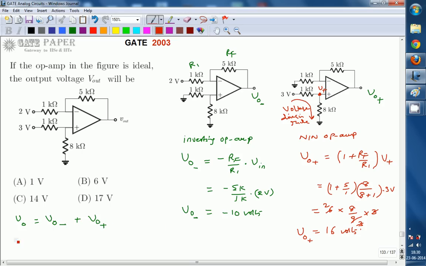Now the overall response V0 is V0 minus plus V0 plus, that is minus 10 plus 16, which gives an overall output voltage of 6 volts. So the right answer for this question is B, 6 volts.